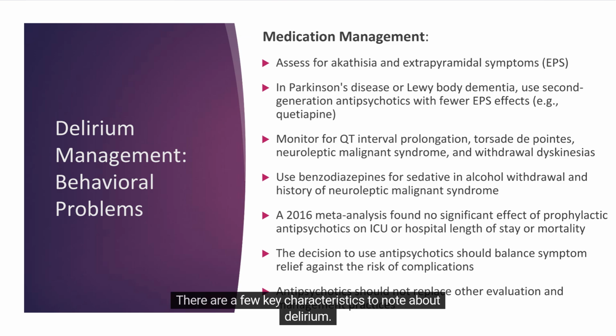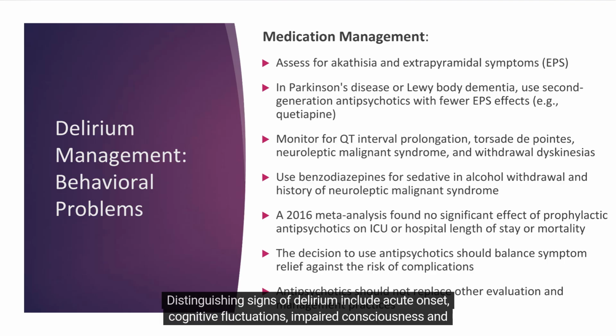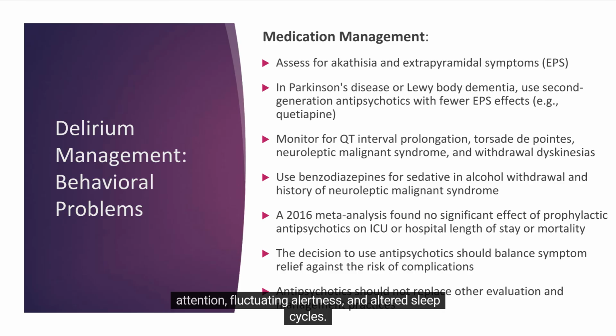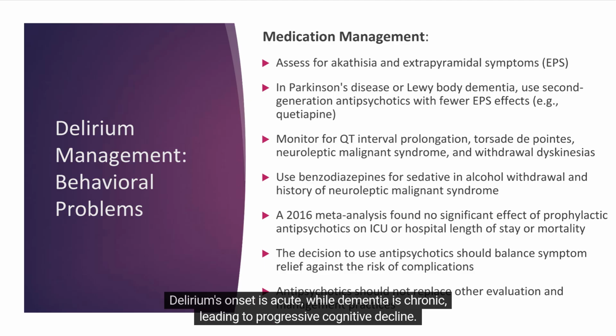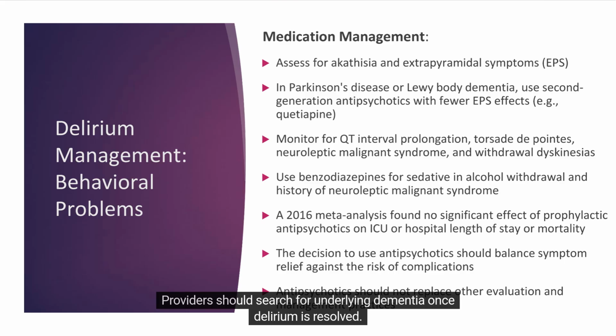There are a few key characteristics to note about delirium. It often coexists with dementia in older nursing home residents. Distinguishing signs of delirium include acute onset, cognitive fluctuations, impaired consciousness and attention, fluctuating alertness, and altered sleep cycles. Delirium's onset is acute, while dementia is chronic, leading to progressive cognitive decline. Providers should search for underlying dementia once delirium is resolved.